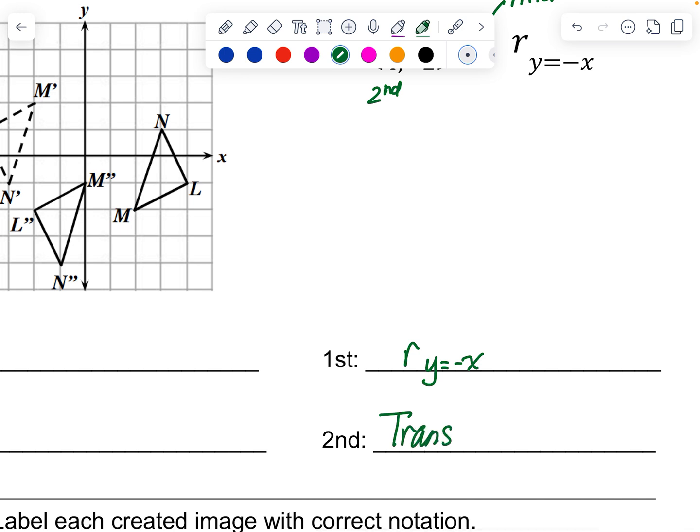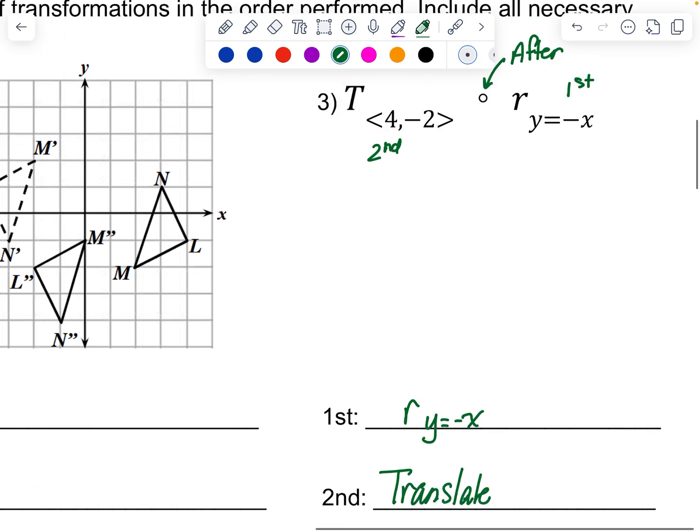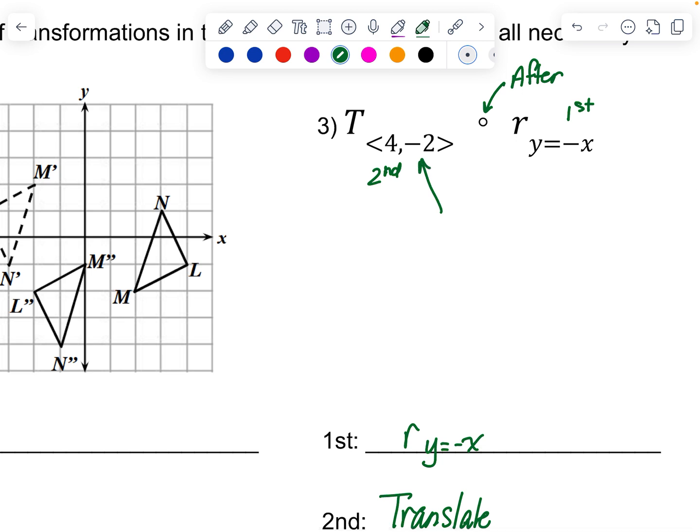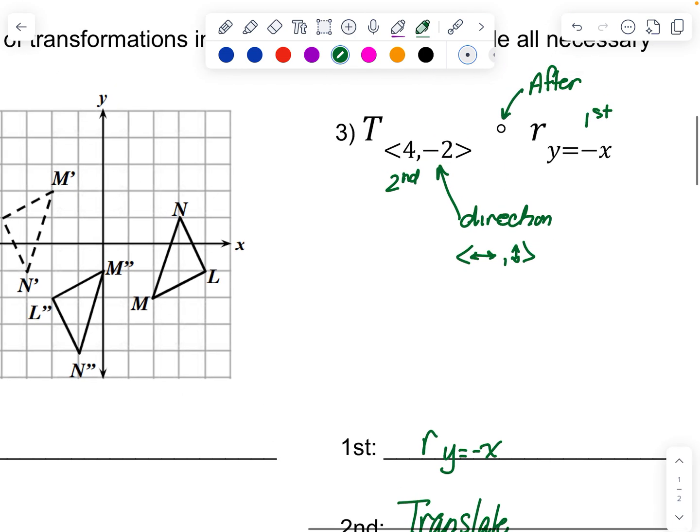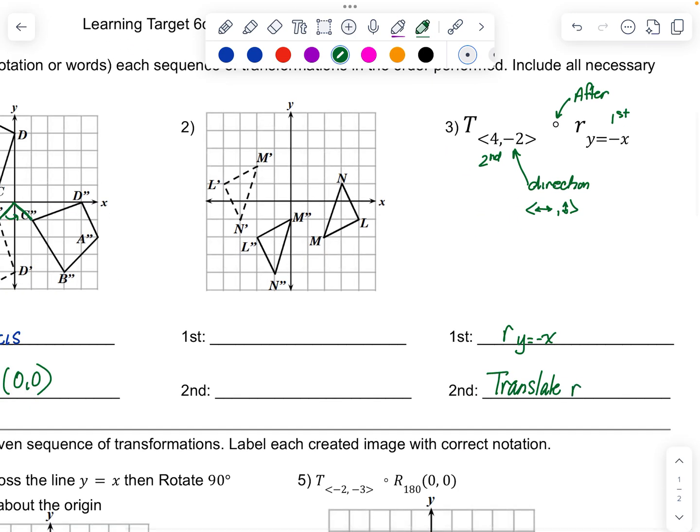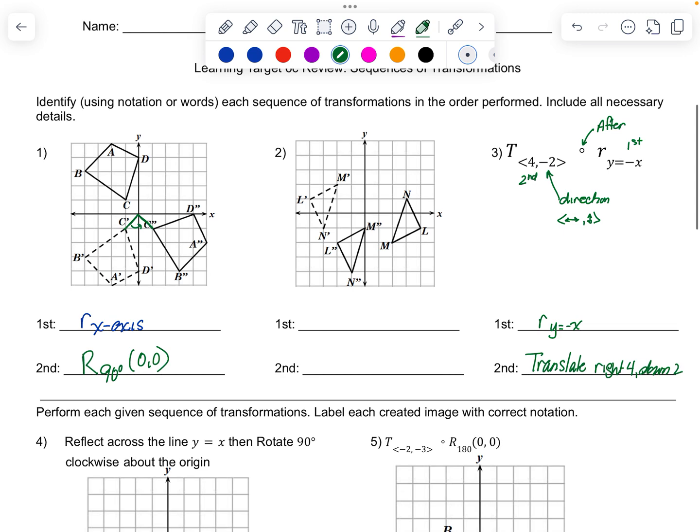Now, let's talk about that notation, what's happening here. This is called vector notation, and it's telling you direction. It's the horizontal direction and then the vertical direction. So this means we're going to go to the right 4, because it's positive 4, and down 2 because it's negative 2. Okay, so that's how you identify those sequences of transformations.